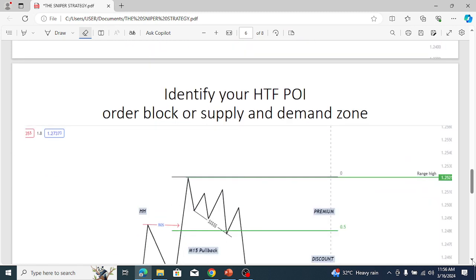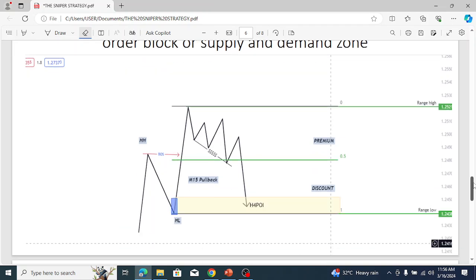you identify your point of interest. That is your order block or supply and demand zone. Anyone is still the same thing, it's just the name. So now you have identified your point of interest on the higher time frame. I was waiting throughout the week, throughout the days, for this market to come back to my point of interest. Remember there was an imbalance here, a fair value gap. This is where you look for your buys and this is where you look for your sells.